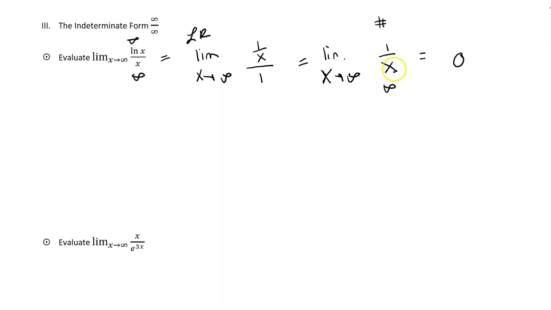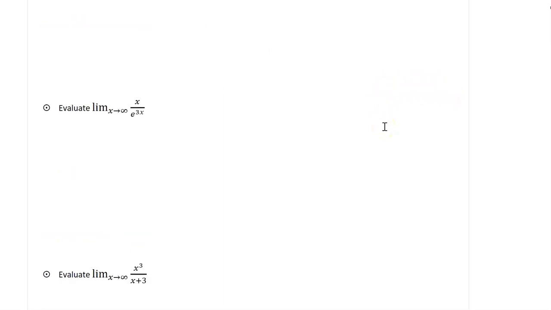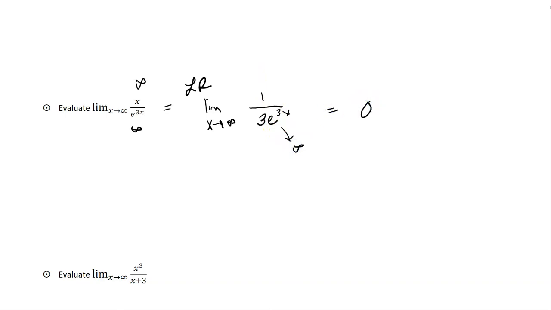Anytime you have a constant number over something approaching 0, it would be either plus or minus infinity, depending on what's going on there. Let's look at the next one. We've got x over e to the 3x. Again, something that's going to infinity and something that's going to infinity. So we can use L'Hopital's rule. So the derivative of x is 1, and the derivative of e to the 3x is 3e to the 3x. So now we have a number over something that's going to infinity, so that will be 0.